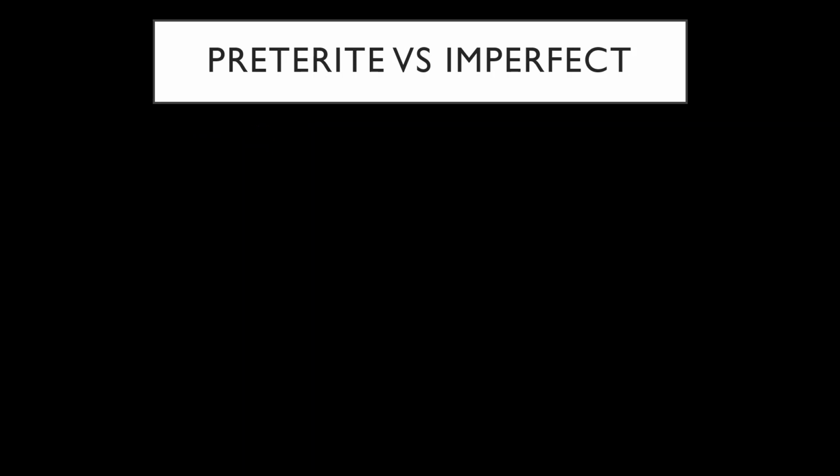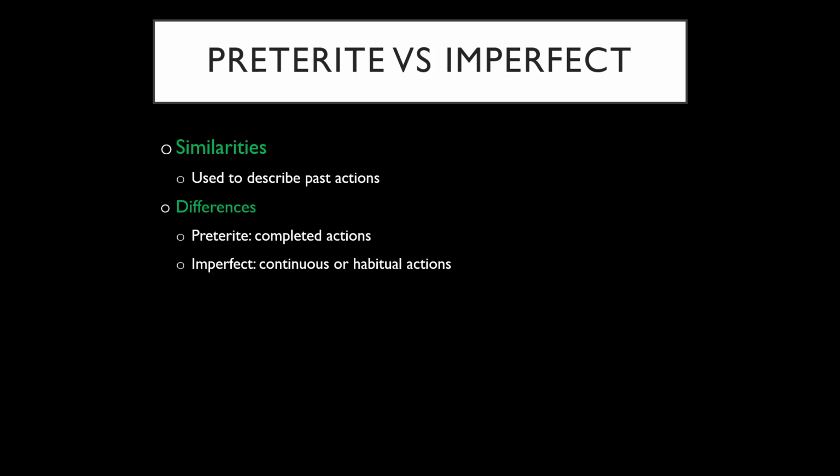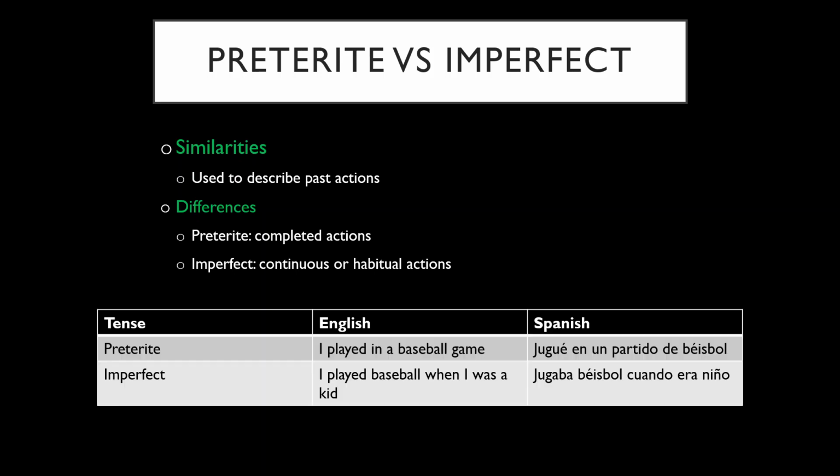Now, to talk about the similarities and differences between preterite and imperfect. Both of these tenses are used to describe past events, but they are each used in specific situations. The preterite tense is used to describe past completed actions. Generally, this means shorter events. An example of this is, I played in a baseball game. This would translate to, jugué en un partido de béisbol. This sentence uses the preterite because the game had a beginning and an end in the past.